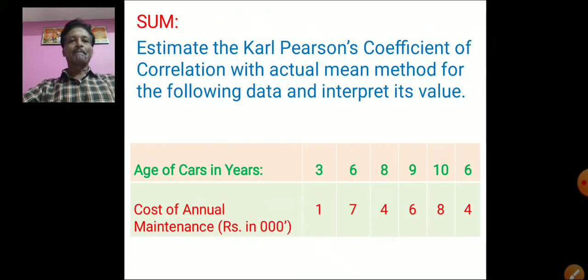Now I will explain how to calculate the R value for the actual mean method with the help of a sum. The sum asks: estimate Karl Pearson's coefficient of correlation with the actual mean method for the following data and interpret its value. Here the age of cars in years is given, and it should be taken as X. The cost of annual maintenance is given in rupees in 1000, and it should be taken as Y. In X we have 3, 6, 8, 9, 10, 6. And in Y we have 1, 7, 4, 6, 8, 4.